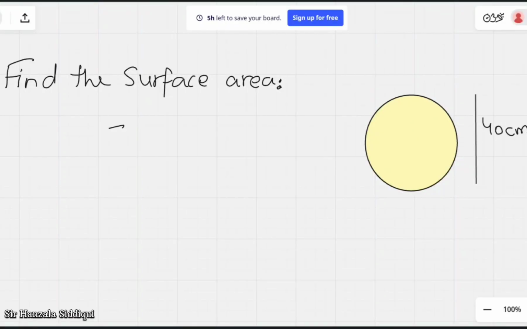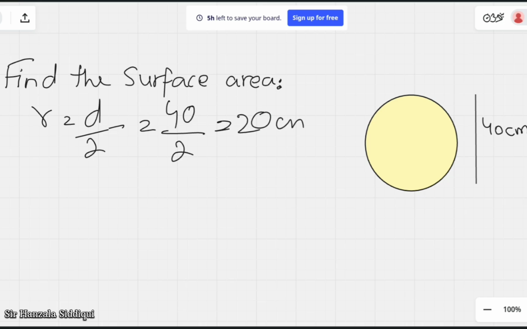So today we will see how to find the surface area of any sphere body. In this question we have a sphere ball that has a diameter of 40 centimeters. So first we convert the diameter into radius. We know that radius equals d over 2. The diameter we have is 40 over 2, so we get a radius of 20 centimeters.